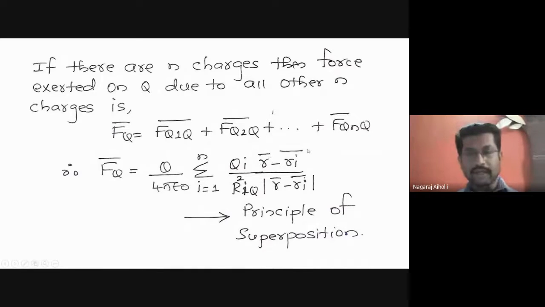For the third one, r vector minus r3 vector divided by magnitude of r vector minus r3 vector, and so on. That is, the ith term is r vector minus ri vector divided by the magnitude of r vector minus ri vector. This is called the principle of superposition.